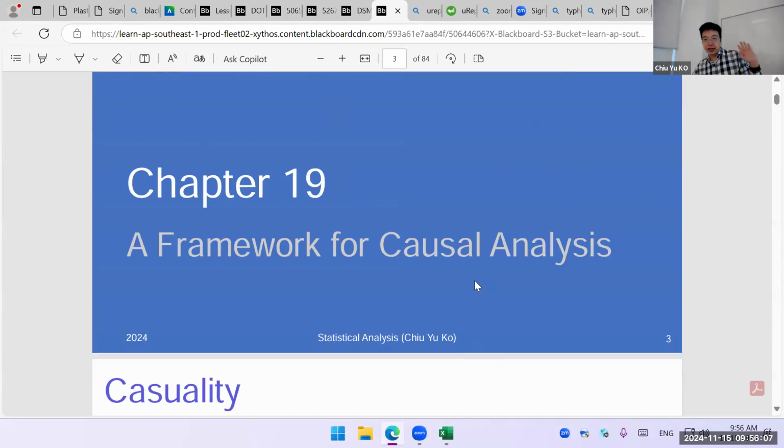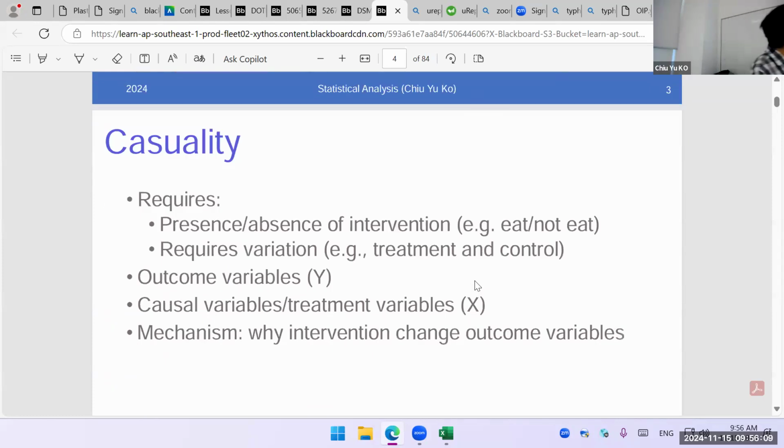So how do you establish causality? From data, when you establish causality, you have to satisfy two requirements. If you don't have that, you don't have causality, right? First, you have to have intervention. What do we mean by that? You say X causes Y. You must have someone with X and someone without X, otherwise you cannot compare, right? So that is the first item.